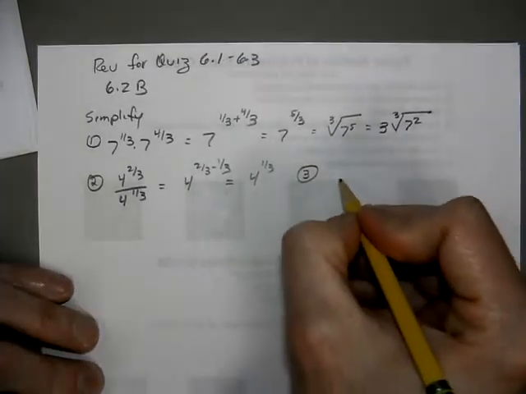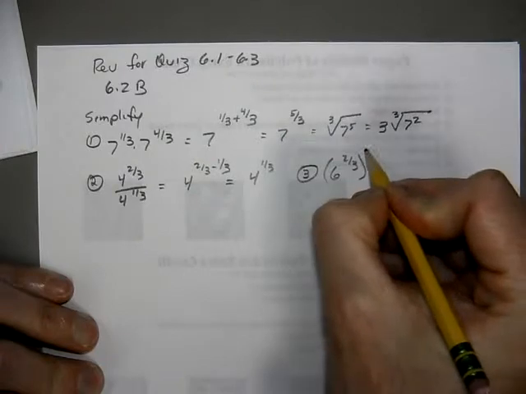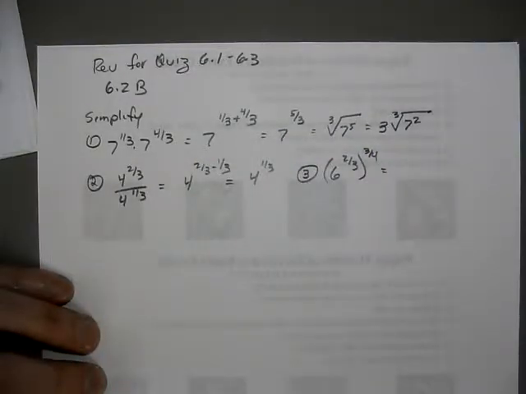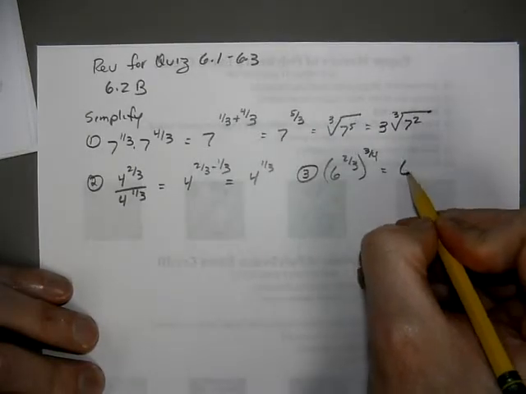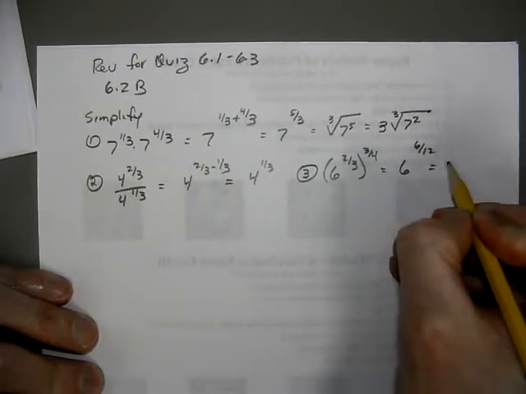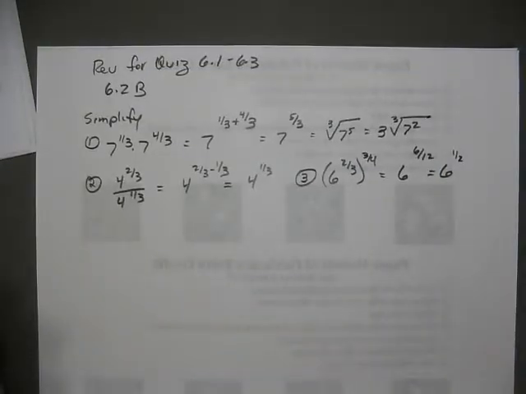Number 3, 6 to the 2/3 raised to 3/4. If you raise a power to a power, you multiply. So you get 6 to the 6/12, which is 1/2, which is the square root of 6.